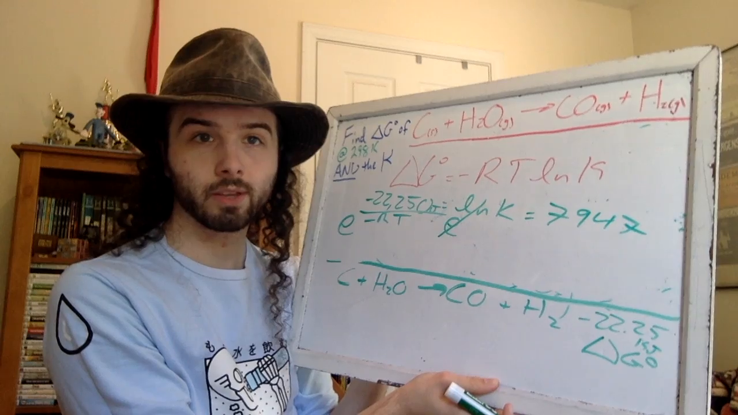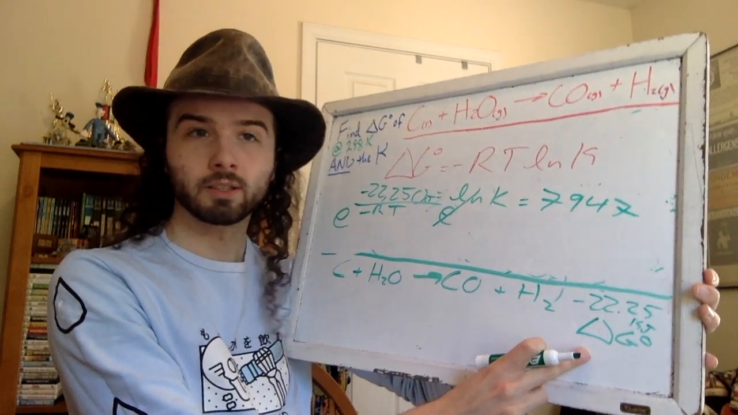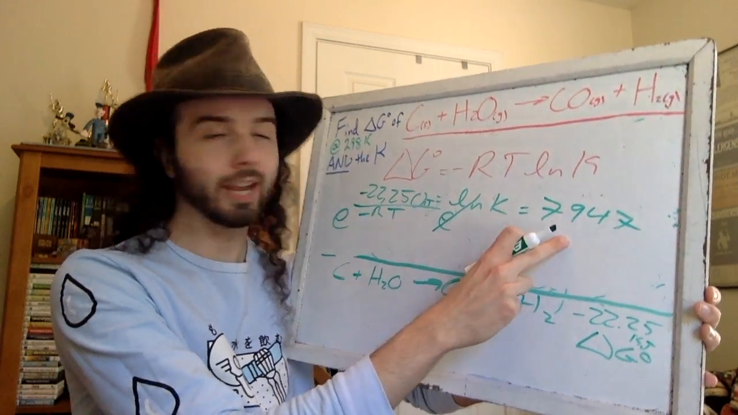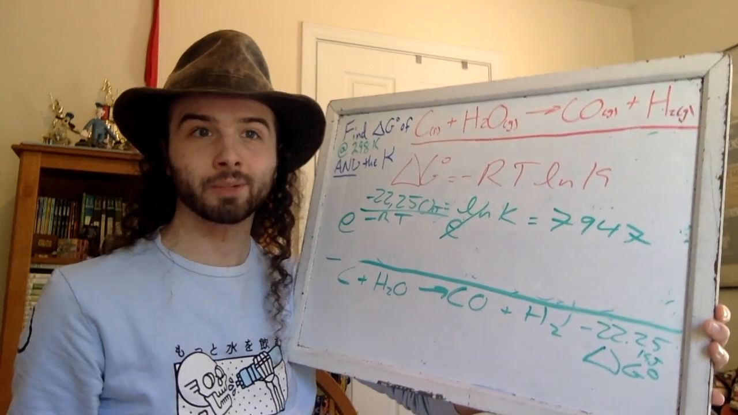Okay? So now we have found both the delta G naught of our equation and the K value for our equation. I think we're done here. Have fun, guys.